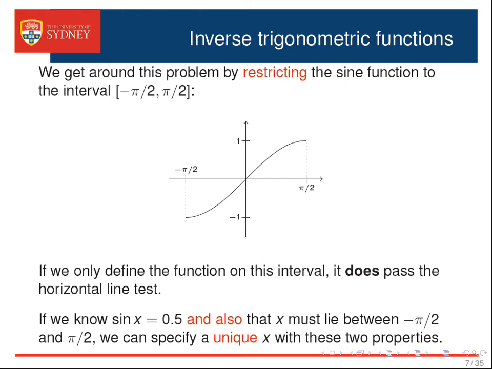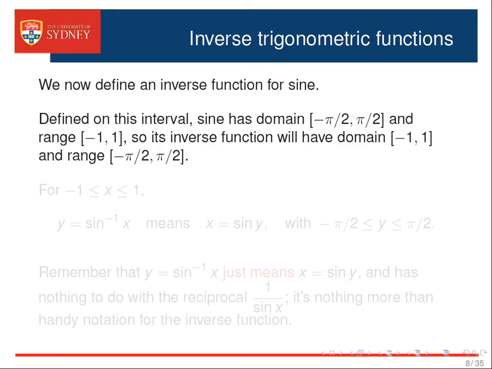We dodge this issue by restricting the sine function to a smaller domain, namely the interval between minus pi on 2 and pi on 2. On this smaller region, the function does now satisfy the horizontal line test, so will have an inverse. Again, if we know that sine x is 0.5 and also specify that x must be between minus pi on 2 and pi on 2, then there is now a single unique number x with both of these properties. We can now proceed to discuss the inverse of the sine function on this interval.